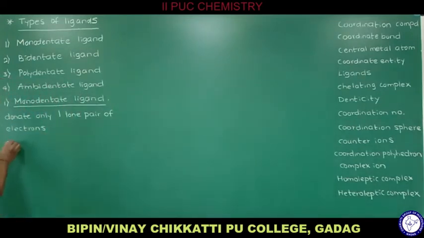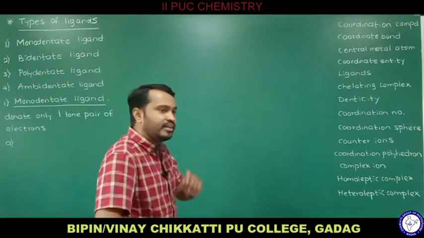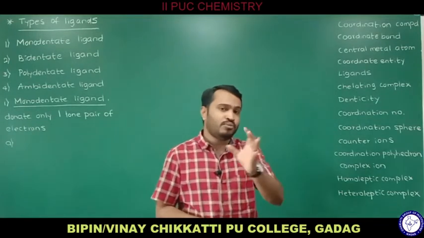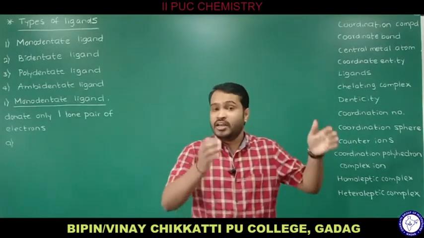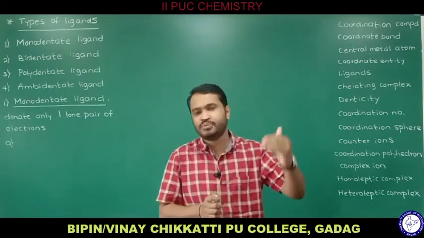We'll see examples for that. I am going to classify the examples into three different types. As I said, ligands may be ions or molecules, isn't it? So we have negatively charged ligands, and we have positively charged ligands, because ligands may be ions.